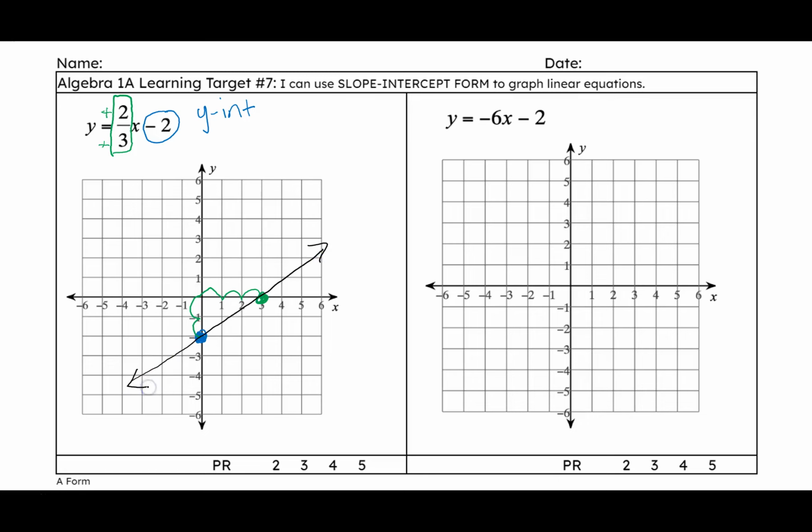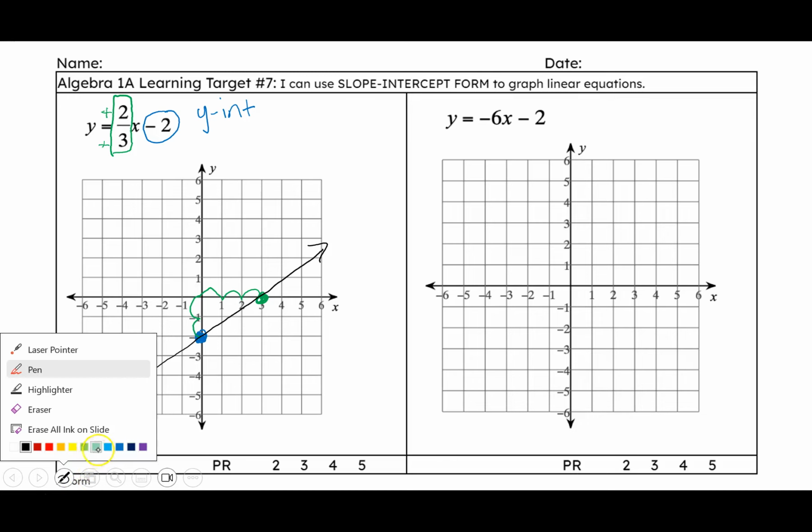So you need your slope, which we talked about before, but the new thing is that y-intercept that tells you where to start to graph your point. All right, let's try the next one.